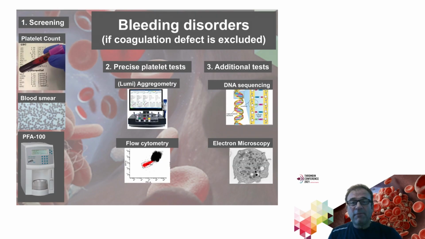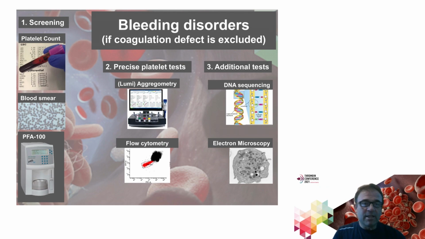Well, to define a bleeding disorder in patients who have bleeding symptoms, the first step is always to exclude the most common coagulation defects. So see if the APTT and PT are prolonged. If you show that those are not prolonged, then the next step is to look for platelet disorders. The first step in screening for platelet disorders is very simple. You just do a cell count and see if the platelet numbers are decreased. So check if there's thrombocytopenia.